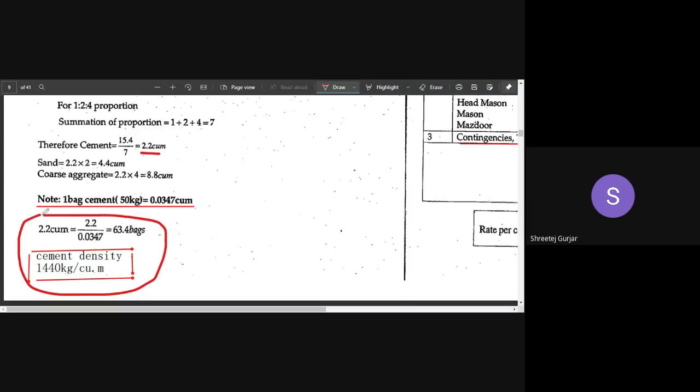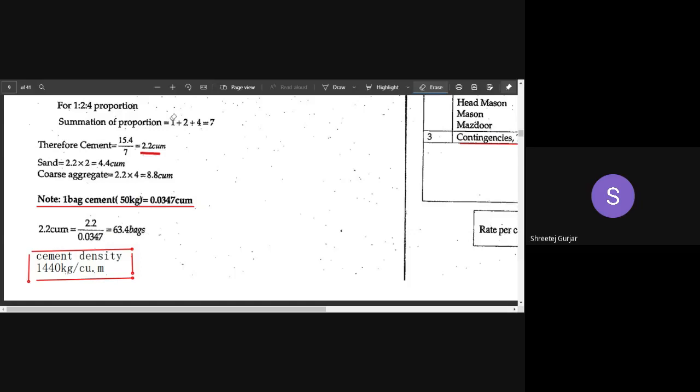For your reference, I have written the cement density in kg per meter cube, and also I have shown you how to arrive at this particular number. Don't get confused about where this number has come from. 50 kg is for one bag, and we have converted this kg to meter cube, and this meter cube we have used for the calculation of bags.